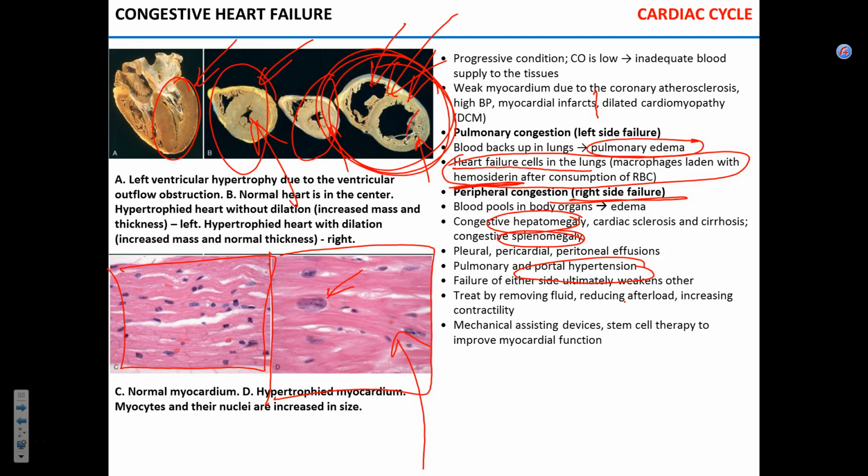So treatment is rather futile. So you can reduce afterload, you can increase contractility with the drugs, but ultimately the treatment is actually, I didn't put it here, but it's a heart transplant. Because everything else is sort of palliative treatment. Okay.